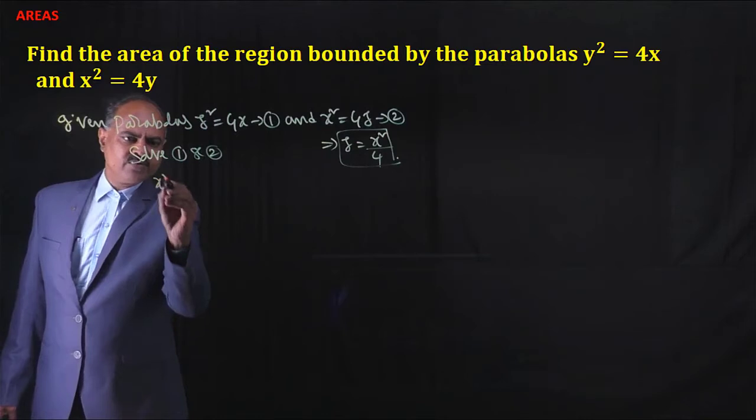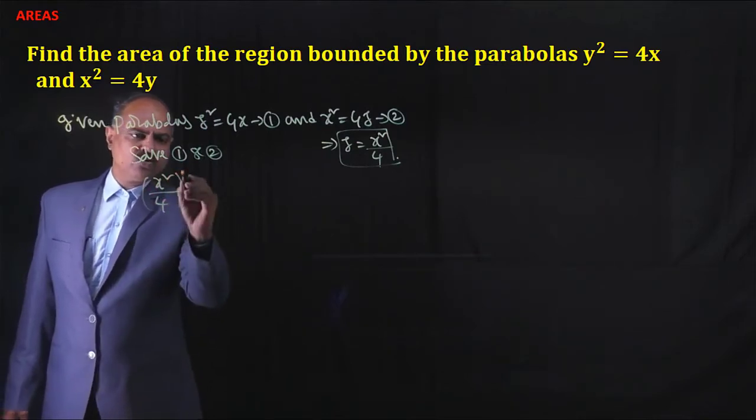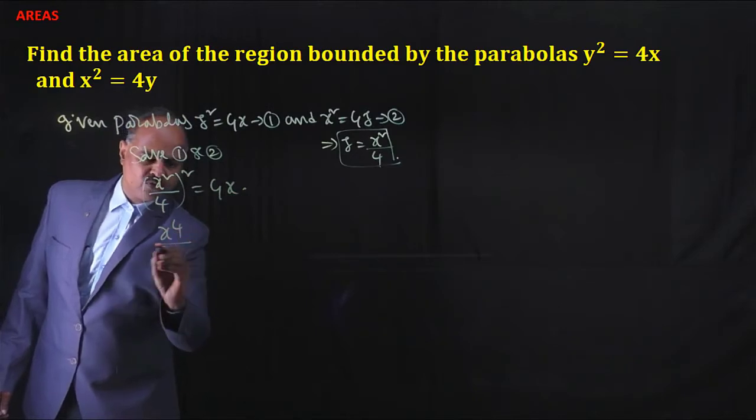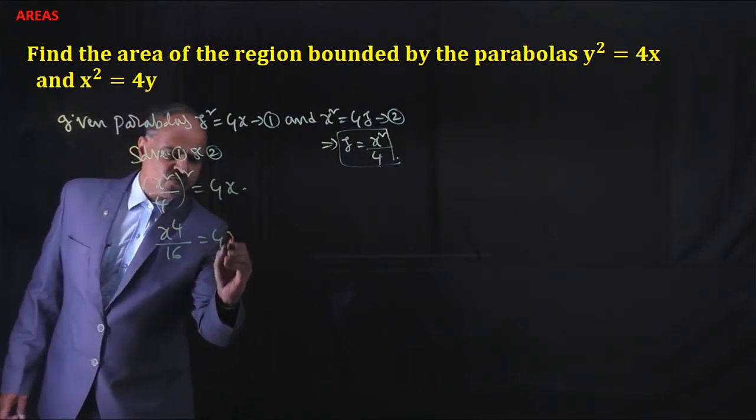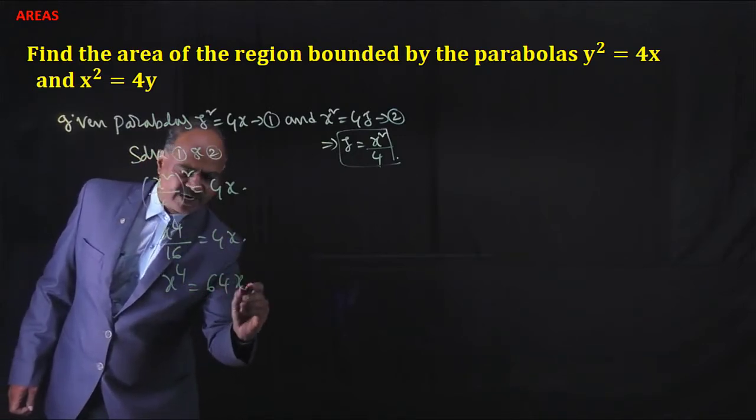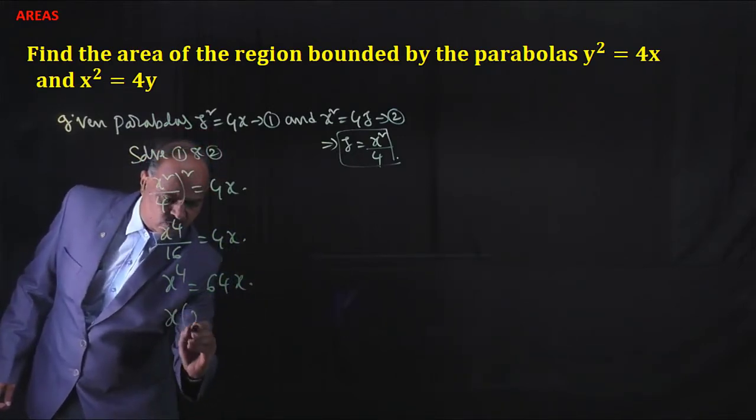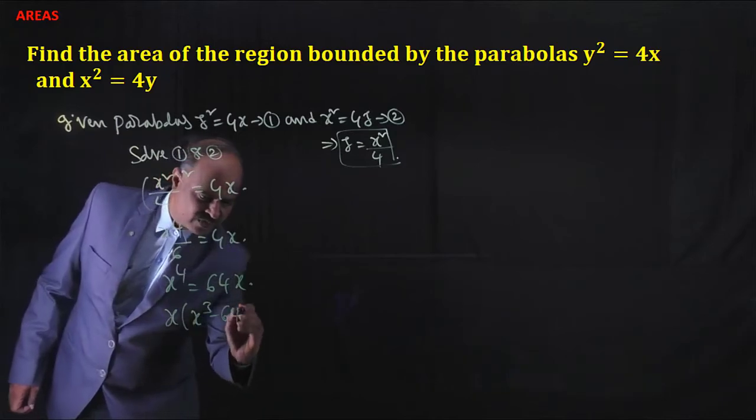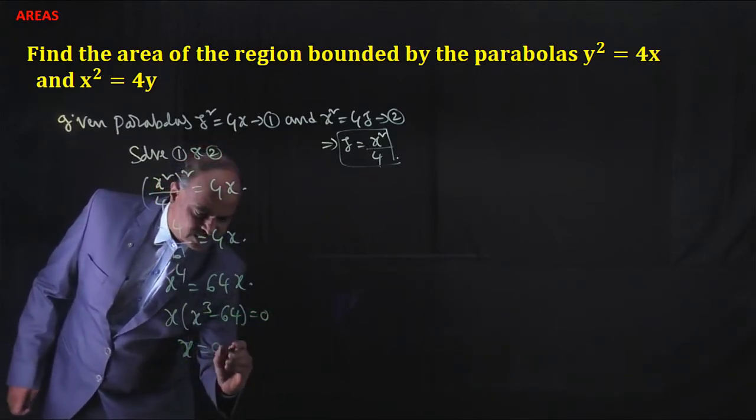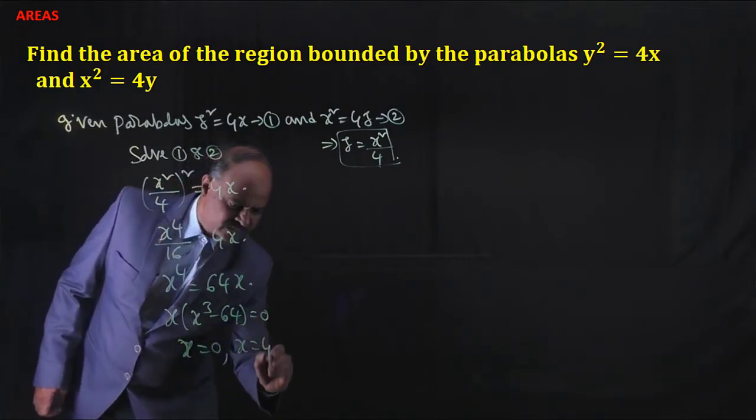So (x²/4)² equals 4x. So here x⁴/16 equals 4x. So x⁴ equals 64x. So here that is x(x³ − 64) equals 0. So x equals 0 or x equals 4.